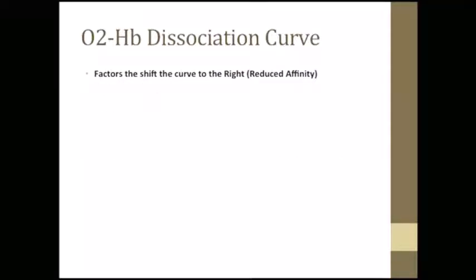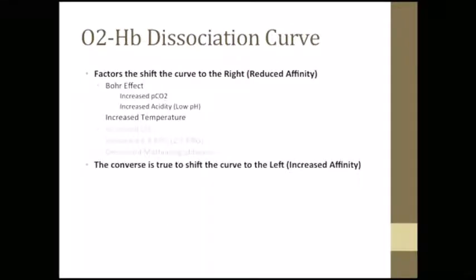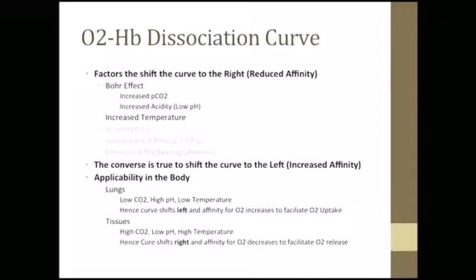So if you look at the curve again, if you shift to the left for the same PO2, you would have a higher O2 saturation because it has an increased affinity. So, applicability in the body. In the lungs, you have low CO2, high pH, low temperature. Hence, the curve shifts to the left, and the affinity for O2 increases to facilitate O2 uptake.